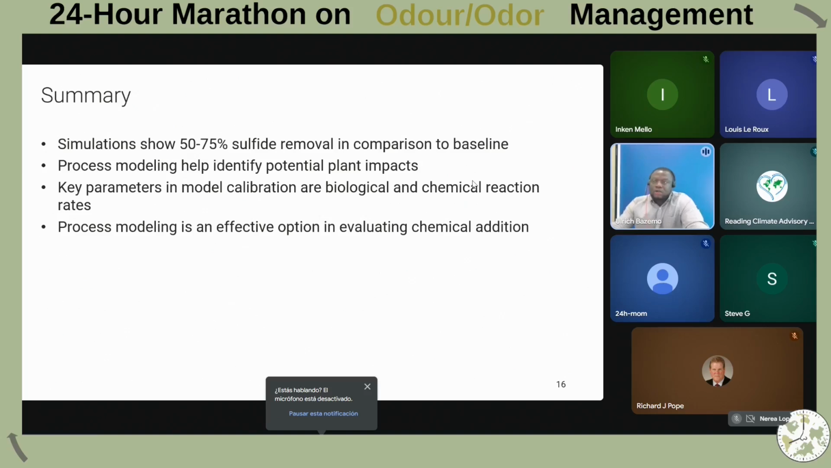All right, so in summary, we were able to find that all this chemical addition, of course, can help with sulfide reduction in the wastewater. We're getting about 50 to 75% sulfide removal for all of them. And this was a good case study for us to show the benefit of sulfide modeling in treatment plants.